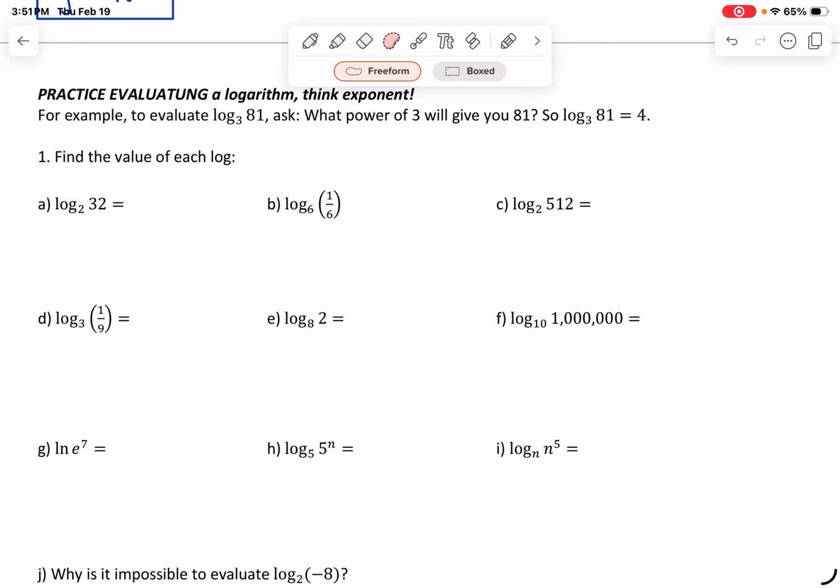Okay. So for example, if we wanted to evaluate log base 3 of 81, what you should be asking yourself is, in exponential form, 3 to what power is going to give me 81? How I end up writing that is, 3 to what power gives me 81? I see that it's 4, so my answer is 4.